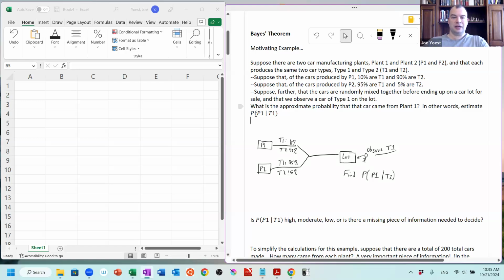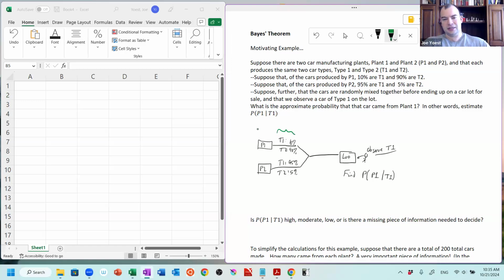Or analogously, if plant two was the one that was closed down, what's the probability that the car came from plant one, given that it's a type one? If plant two is closed down, well, now it's like basically 100%, right? So we can see in these extreme cases where I essentially have zero cars coming from plant one, or I have zero cars coming from plant two overall, these relative proportions of the different types of cars don't matter so much when I have an extreme difference in the underlying number of cars coming from plants one versus two.